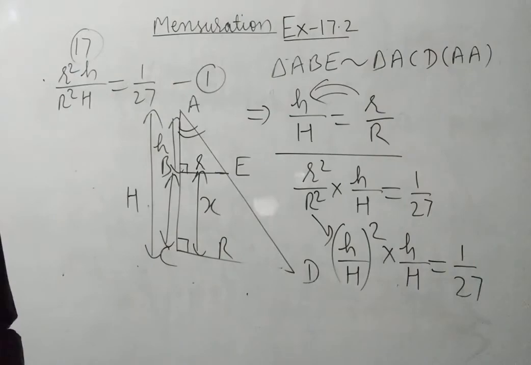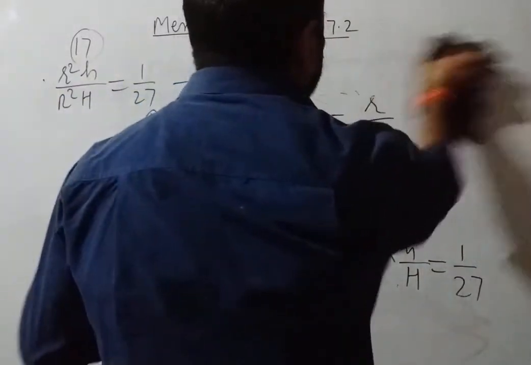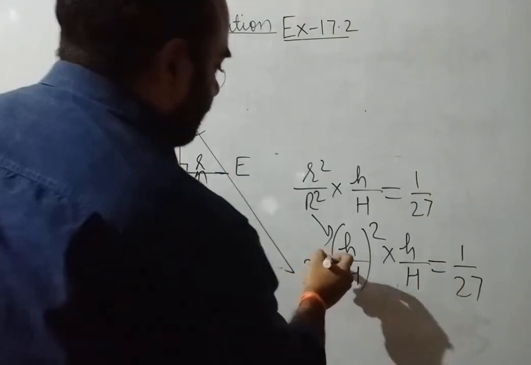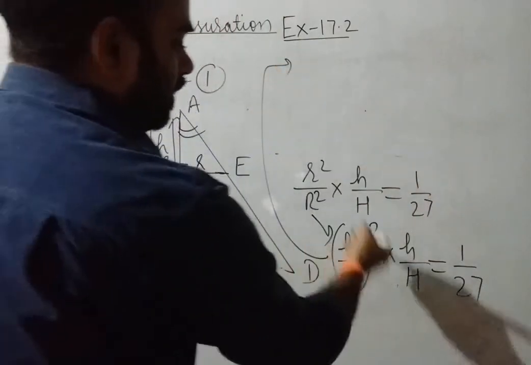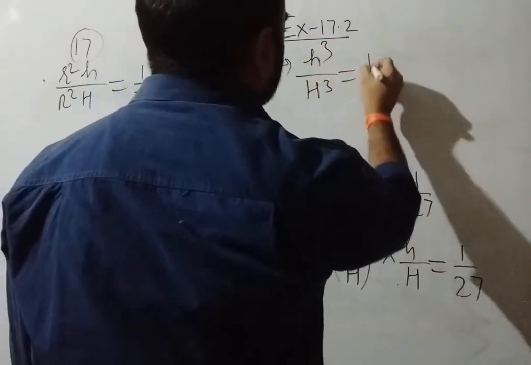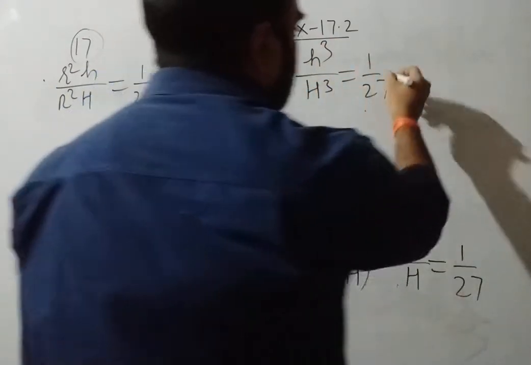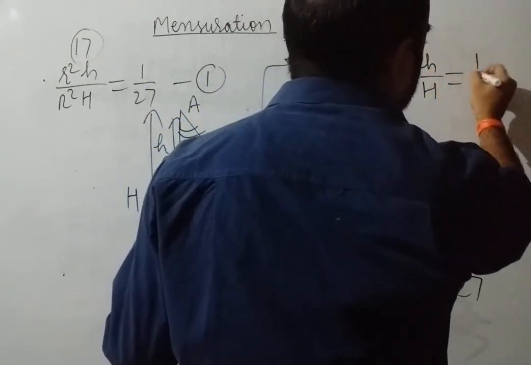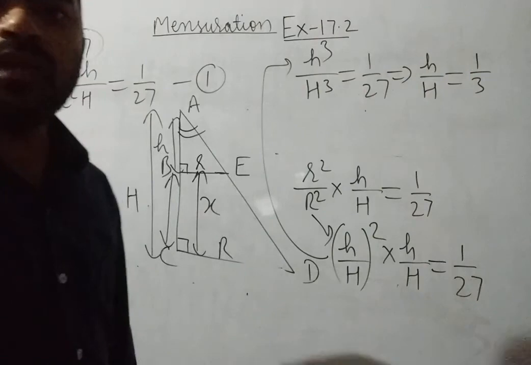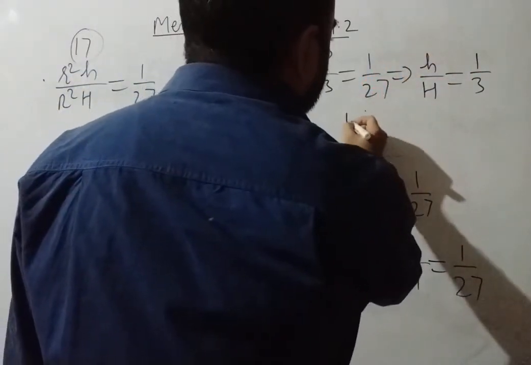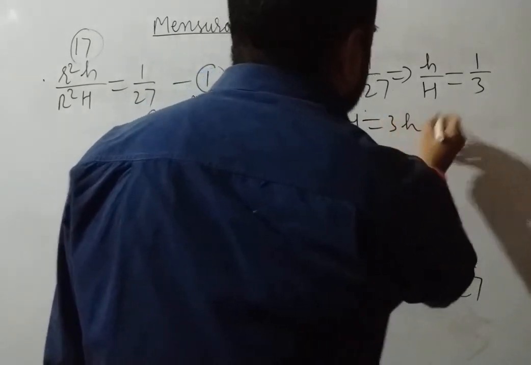Up to here understood? Clear? Here I am writing. So here, once again, this will give h cube upon capital H cube is equal to 1 upon 27. It means h upon capital H will be cube root of 1 upon 27, that is 1 upon 3. Now understood? Now cross multiply. This will give H is equal to 3h.